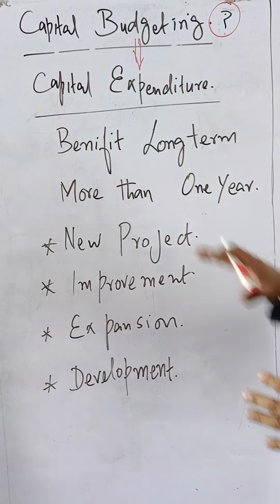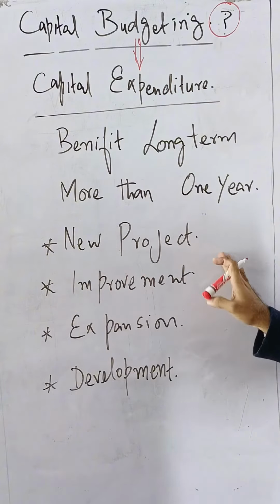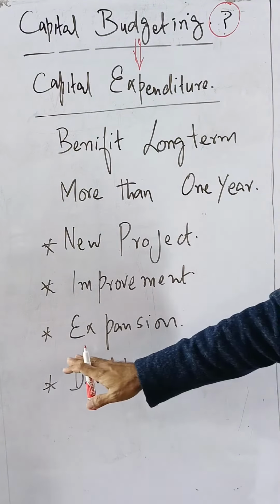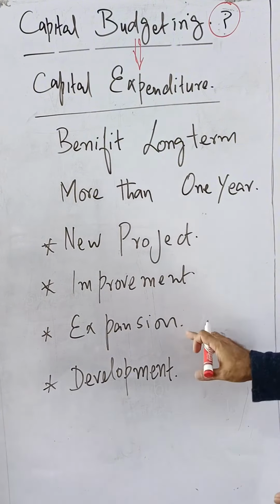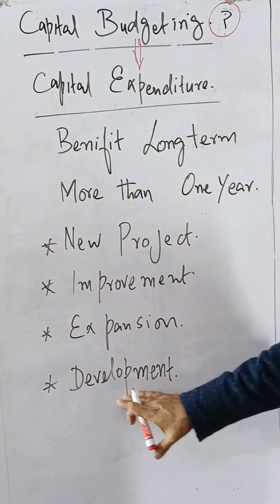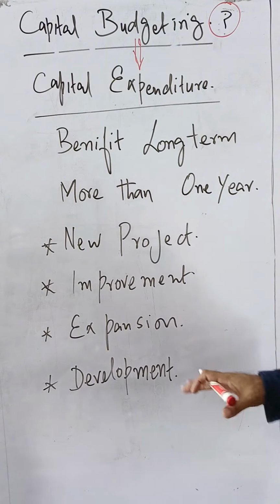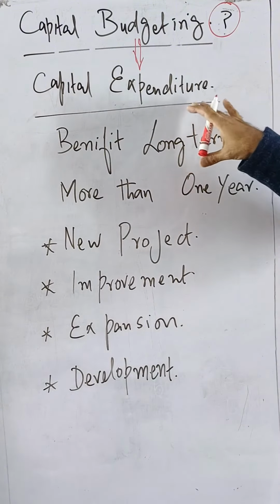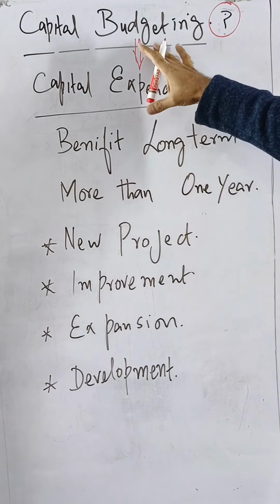So for all these purposes, we need capital budgeting. It can be for a new project, for the improvement of current facilities, or for expansion. For example, a company has a production capacity of 10,000 units and now wants to increase it to 20,000 units. That is expansion. Or it can be a new development. Currently they have something and they increase its capacity, or they want to develop something new. For all these purposes, we need capital expenditure, and when we make the budgeting for it, it is called capital budgeting.